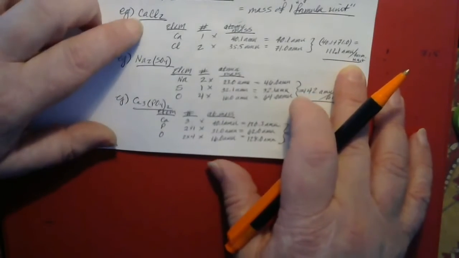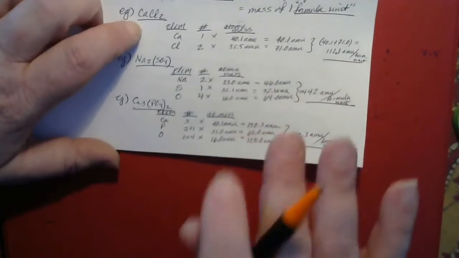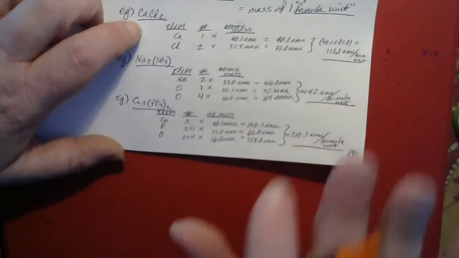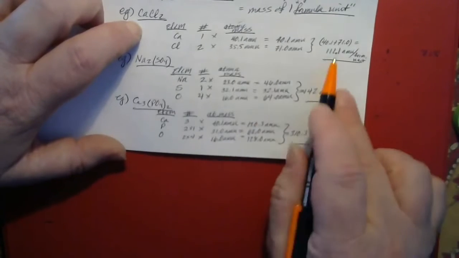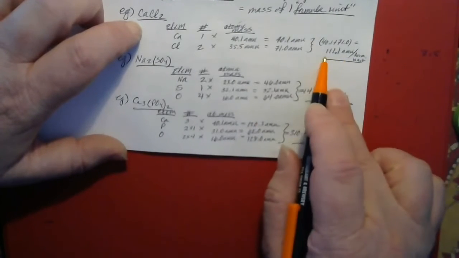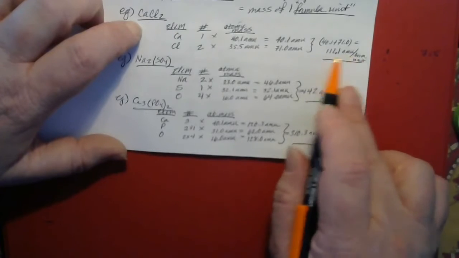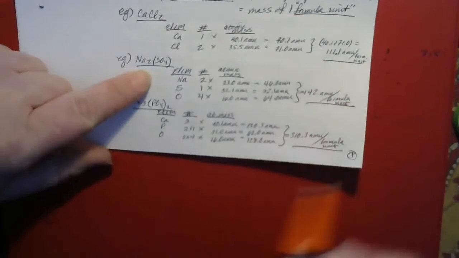Again, since ionic compounds technically don't exist as separate molecules, it's technically not correct to refer to this as the molecular weight or molecular mass. But for most purposes, we kind of use the terms interchangeably.